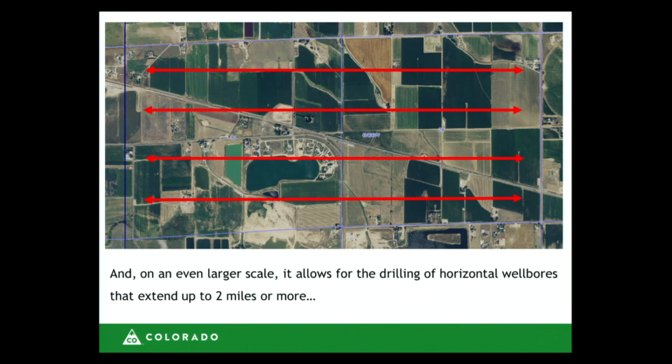But if you live on the eastern side of the state, you know that people aren't drilling vertical wells, they're drilling horizontal wells. And horizontal wells, if you look at this aerial photograph, you can see the outlines of the surface features, fence lines, roads and such.